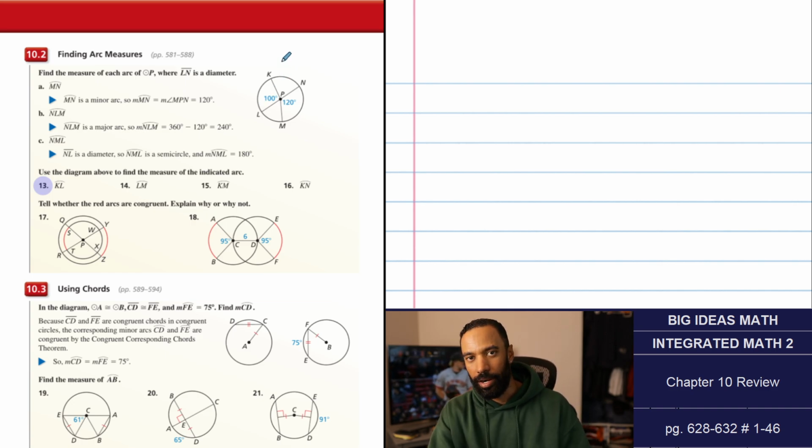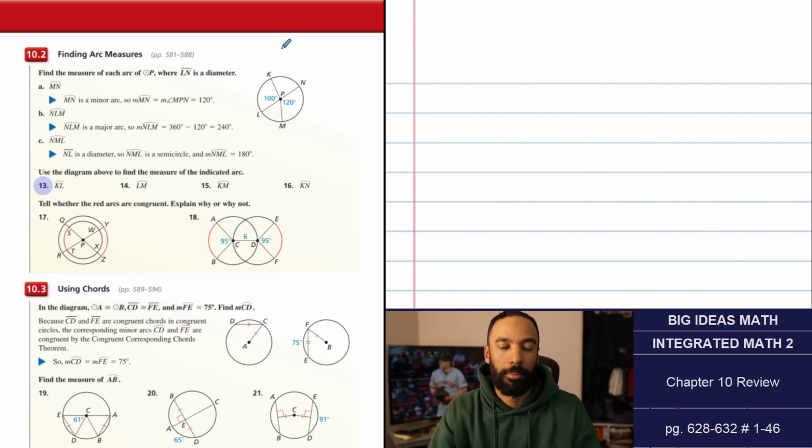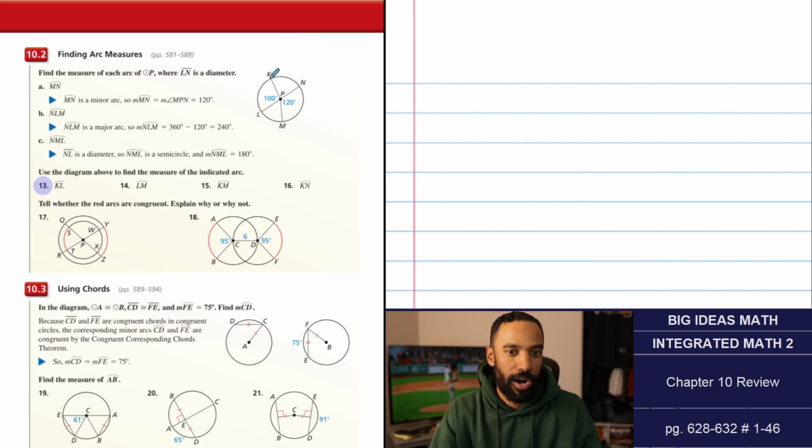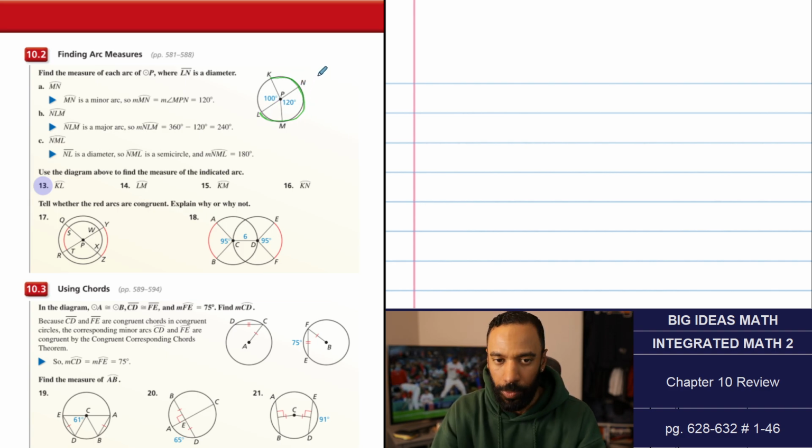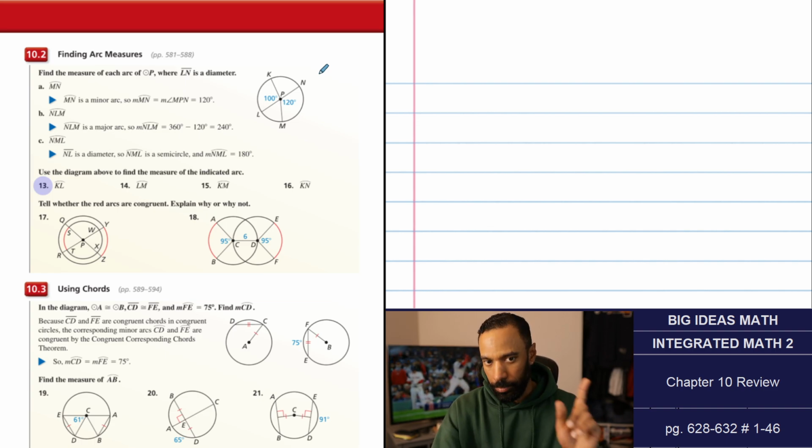We also name arcs based on the number of letters. We use 2 letters for minor arcs. If I want to say from K to L, I would call it arc KL. But if I want to go from K to L the other way, called a major arc, more than 180 degrees, I have to use something like KNL or KML to do that. I need 3 letters to do that.